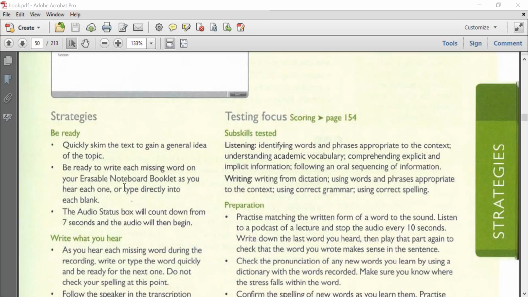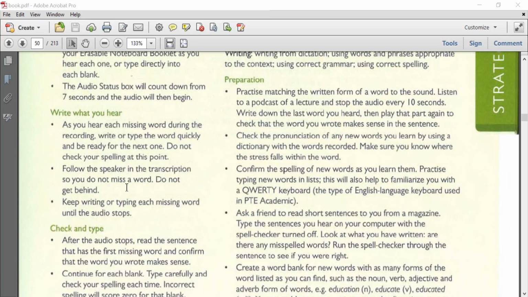The audio status box will count down from 7 seconds and the audio will then begin. Write what you hear as you hear each missing word during the recording. Write or type the word quickly and be ready for the next one. Do not check your spelling at this point.